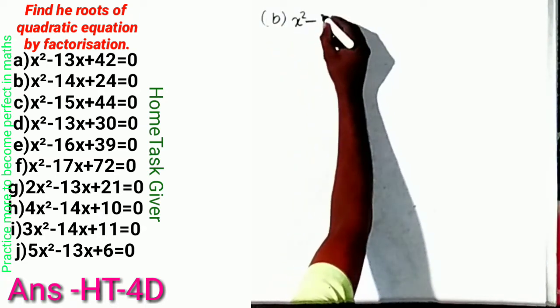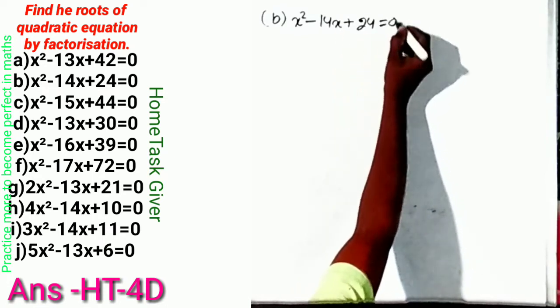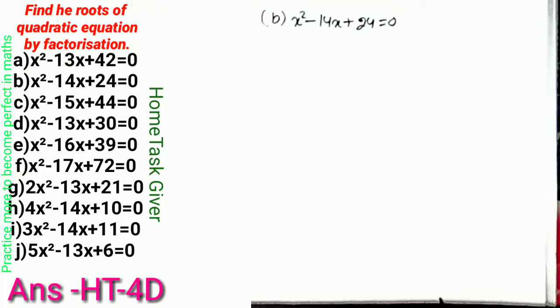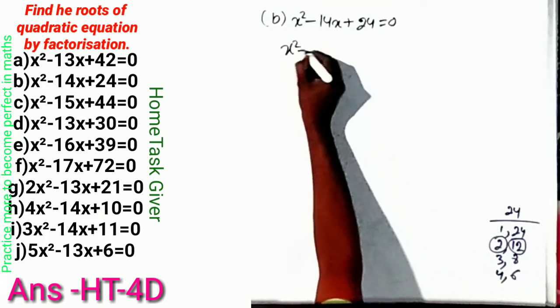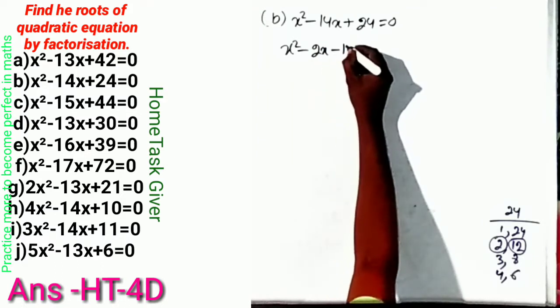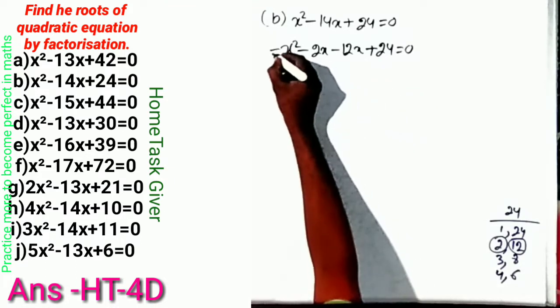X square minus 14x plus 24 equal to 0. Here the constant is 24 and the coefficient of x square is 1. So 1 into 24 is 24; factorize it: 1 and 24, 2 and 12, 3 and 8, 4 and 6. So we have to split 14x. Here 2 and 12, so minus 2x minus 12x equal to minus 14x plus 24 equal to 0.